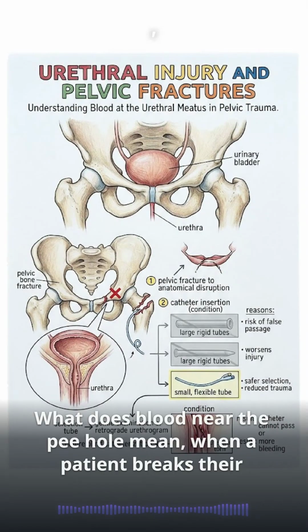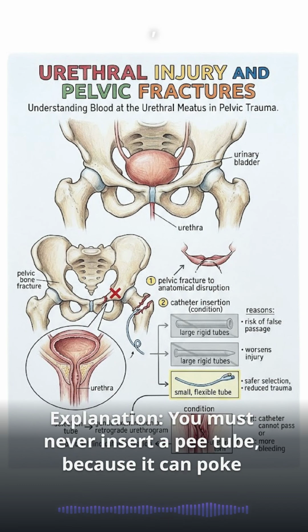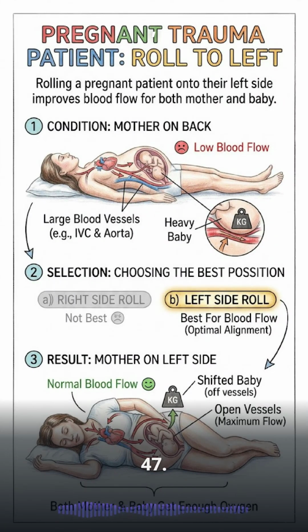46. What does blood near the pee hole mean when a patient breaks their pelvis? Blood there means the small pee tube might be cut or completely torn open. You must never insert a pee tube because it can poke outside the tear.